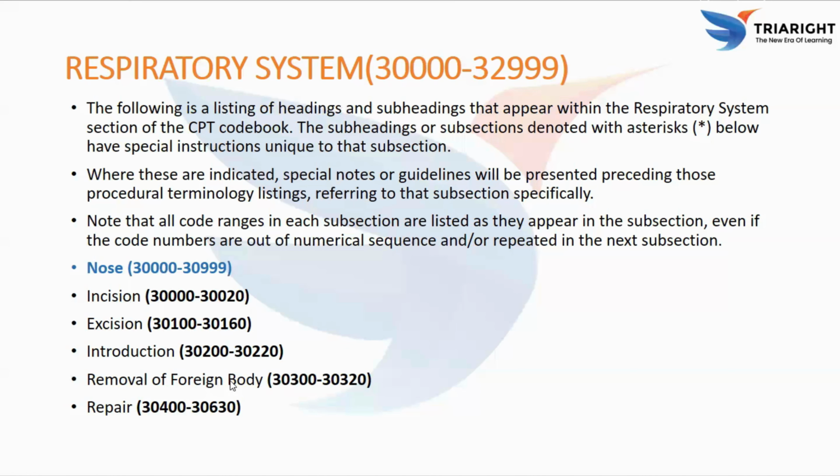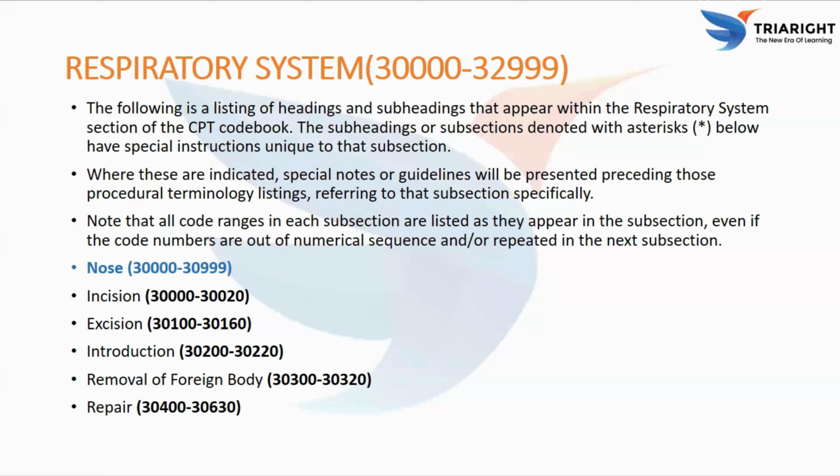So fourth is removal of the foreign body. 30,300 to 30,320 are the code ranges. So removal of foreign body codes, these are used when an object is stuck inside the nose, and removal may be a simple way or a complex way. So coding always depends upon the patient age and also method used. So methods like instrumentation or anesthesia.